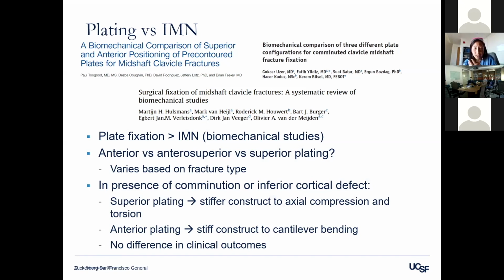And really it kind of just comes down to what the fracture type is. So there have been studies that looked at if it's a transverse fracture, oblique fracture, comminuted fracture, fracture with inferior cortical comminution, the stiffness or the strength of the construct, superior or anterior, really kind of just varies and depends. So the literature is really kind of all over the place. But I think ultimately when you're applying it, there's really no clinical difference in healing rates and stuff like that between anterior and superior plating.